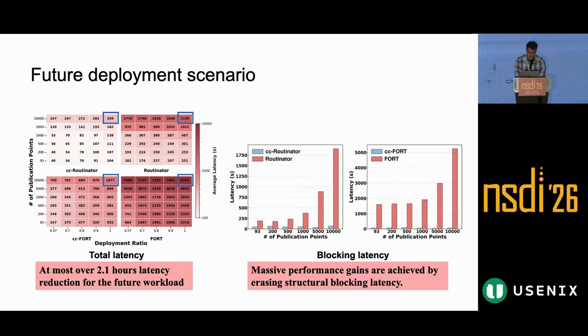Next, we evaluated the future deployment scenario. Under extreme scale, the stock RPs suffer from severe blocking latency. In contrast, CityPipe eliminates this blocking latency and achieves over 2 hours of latency reduction in the heaviest future workload.